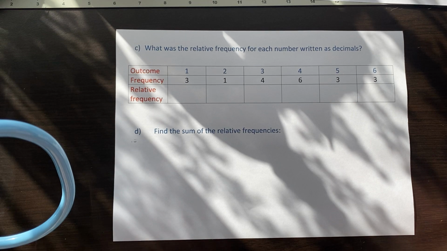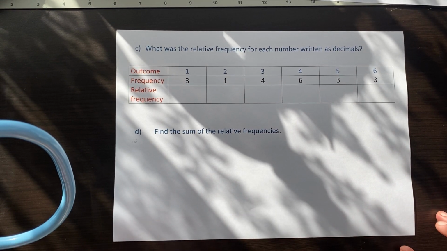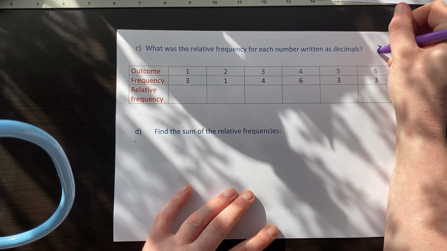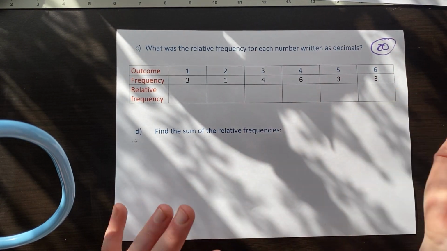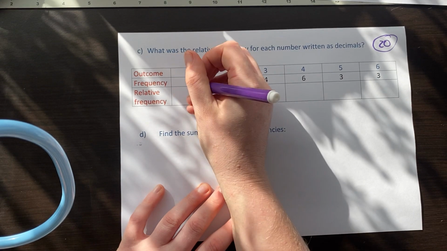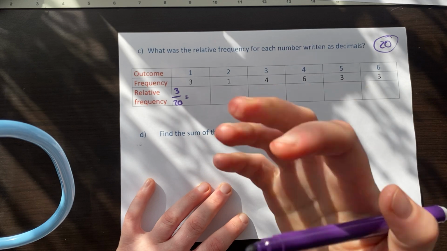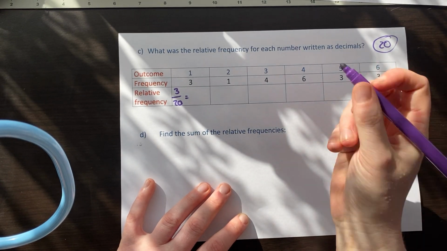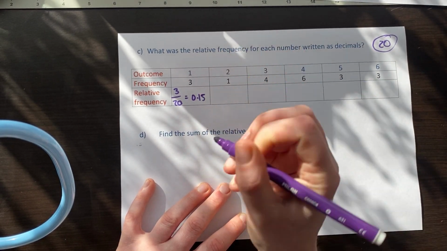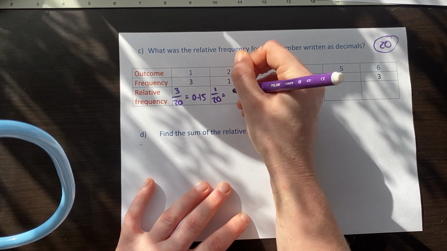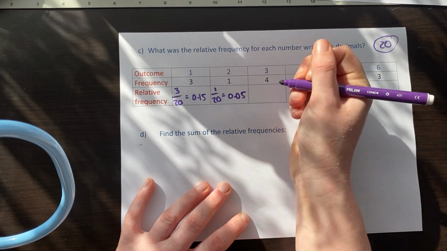So we've got, what was the relative frequency for each number written as decimals. So they want it in decimal form, not fraction form. We know we had 20 trials, so we need to remember that number because that's going to help us. Here we look and go, okay, it happened 3 times out of 20. If you put that in a calculator, 3 divided by 20, that is 0.15. Okay, we keep going. Then 1 out of 20, which is 0.05.